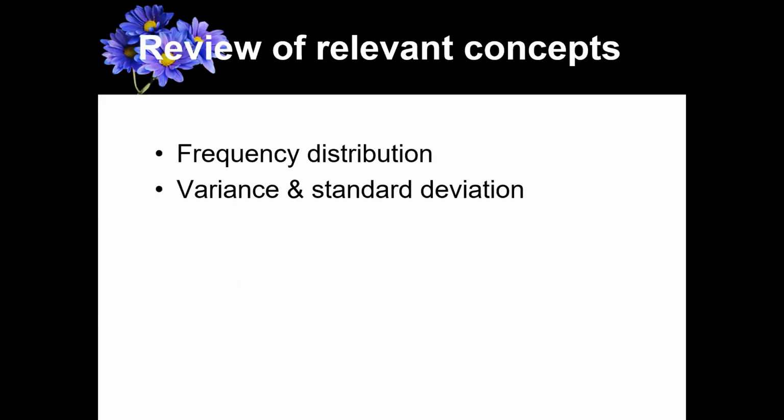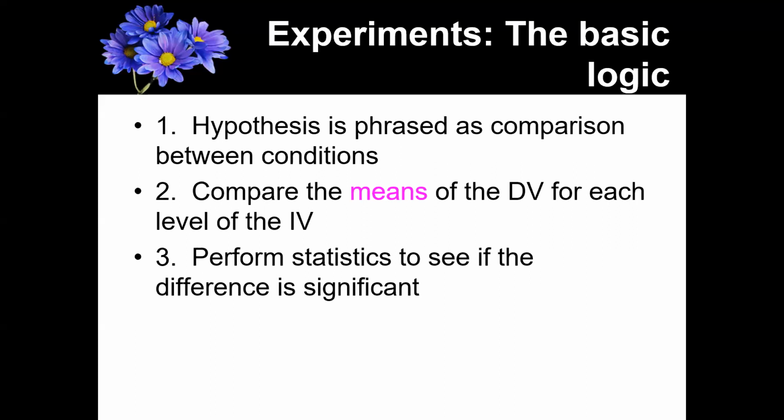Just a reminder, a couple key terms here. Remember frequency distribution. This is just like a histogram, seeing how frequently each score occurs. We'll see examples, don't worry. And then variance and standard deviation are measures of variability. How much do the scores vary from the mean?